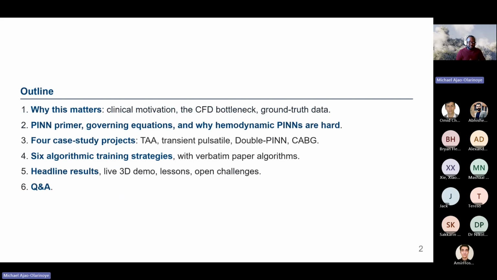Okay, so I'm going to present the 4 case studies we worked on, and I'm also going to show you some of the results, some of the challenges that we went through, what the data was like, and how we ended up solving some of those problems.